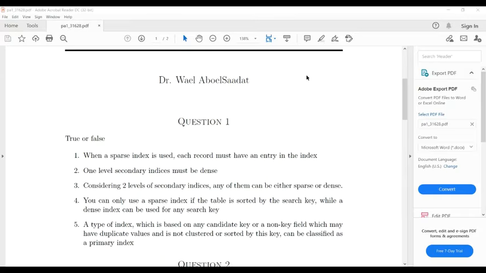The fifth one: a type of index which is based on any candidate key or a non-key field, meaning not the primary key, which may have duplicate values and is not clustered or sorted by this key, can be classified as a primary index. This is of course false, because the primary index, from its name, is based on the primary key or the search key, not the candidate key. So it will not be a primary index, it will be a secondary index. Okay.